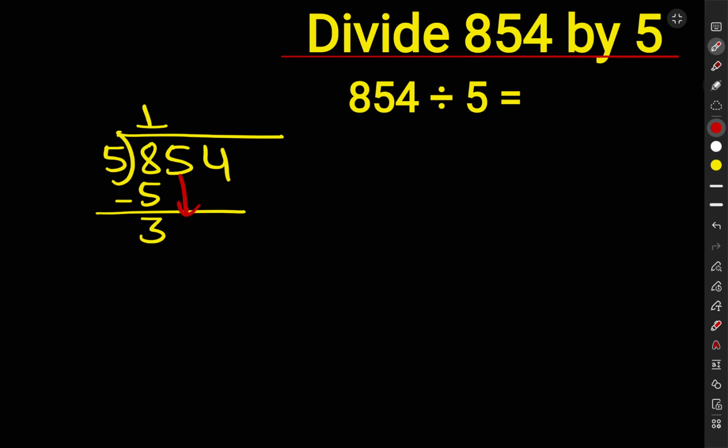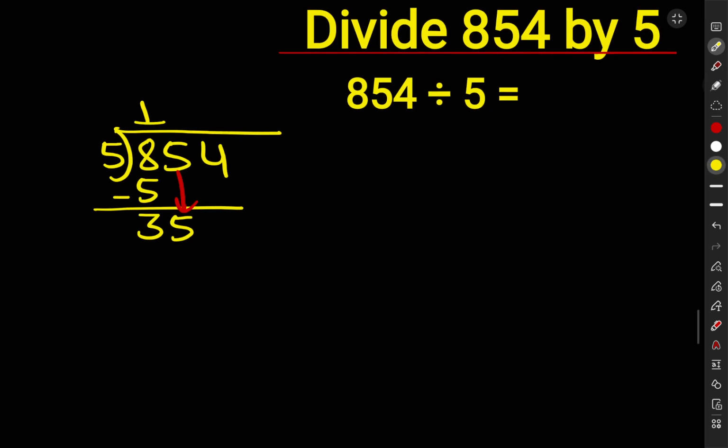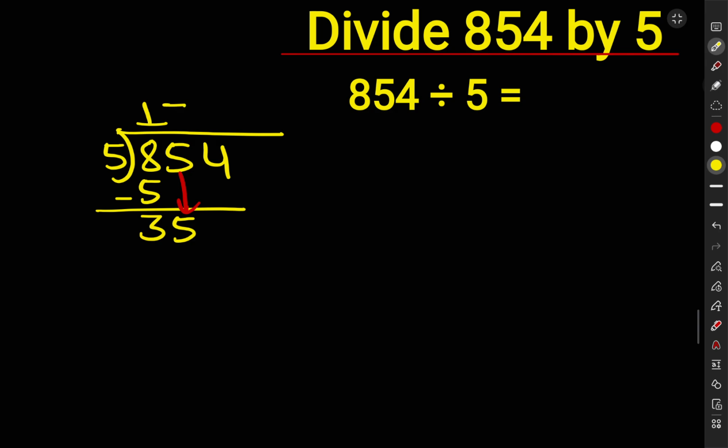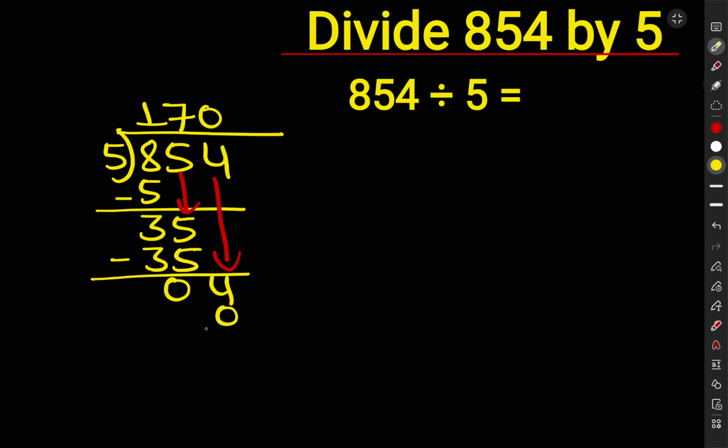So now we put down this 5 and it is 35. So 5 times 7 is 35. On subtracting we get 0. So again we put down this 4 and 5 times 0 means 0. On subtracting we get 4.